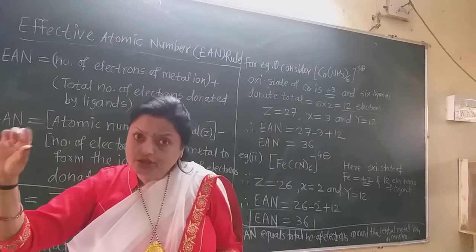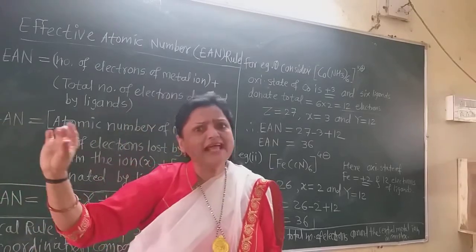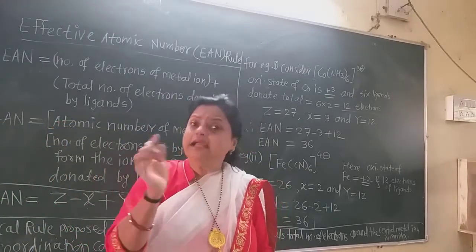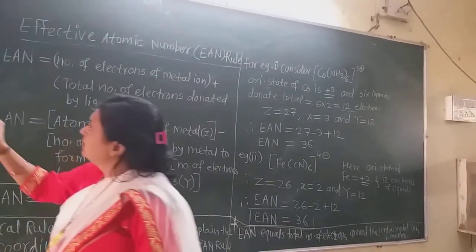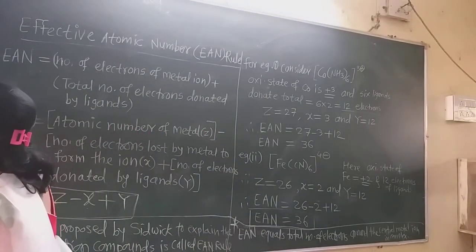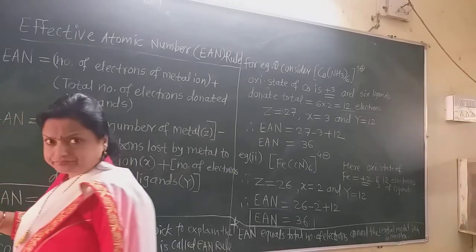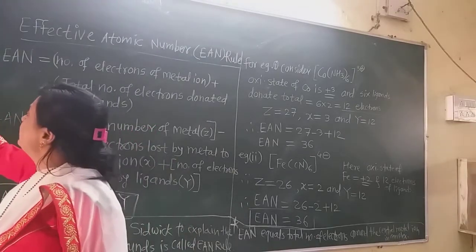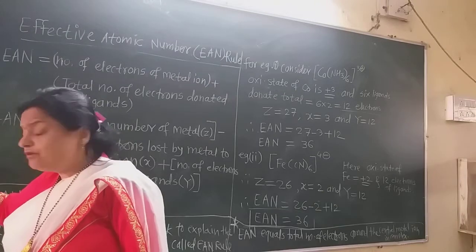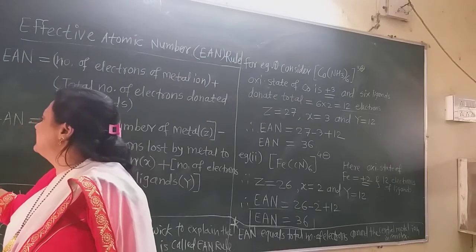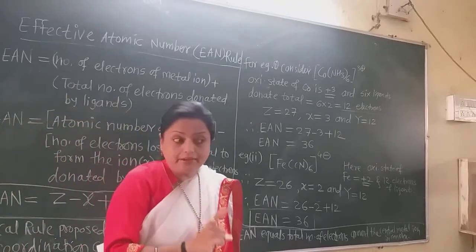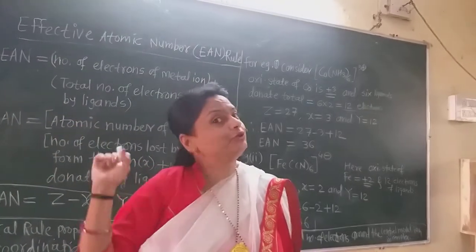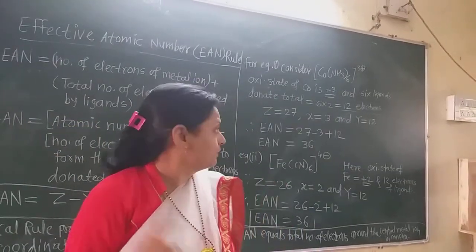From that, because those are the elements which only form the complexes, we know that scandium has the atomic number 21, then titanium 22. In this way we know that cobalt has the atomic number 27. You must remember the atomic number, and then you can calculate the effective atomic number.